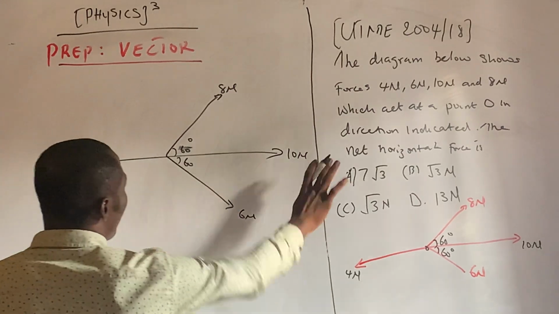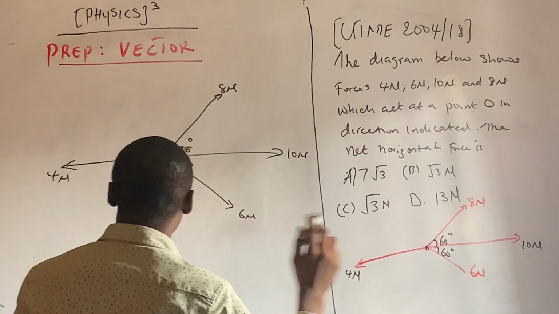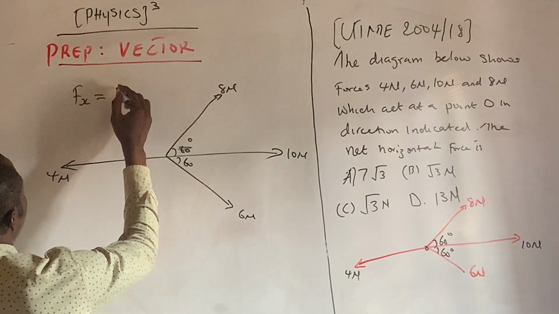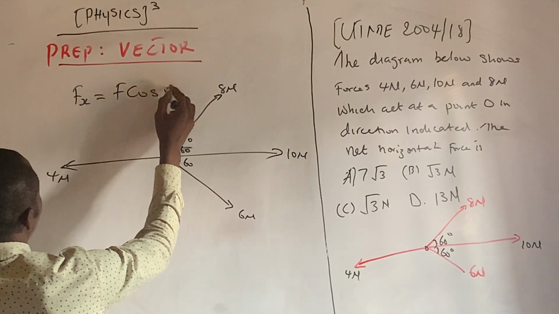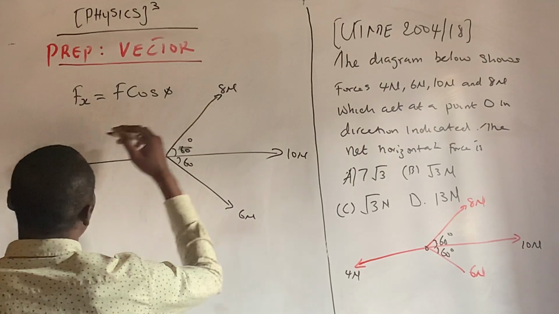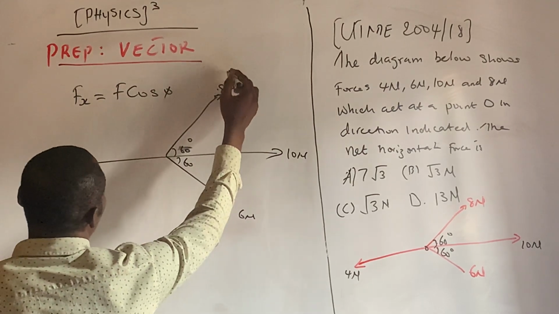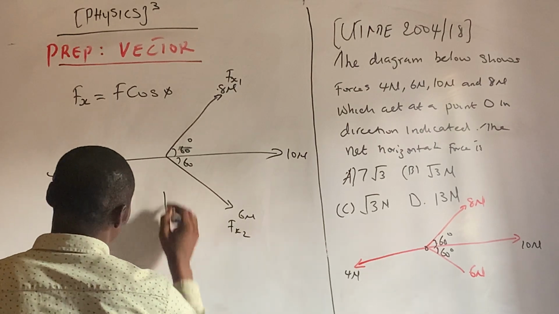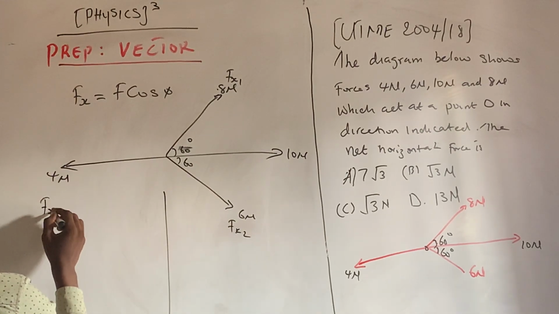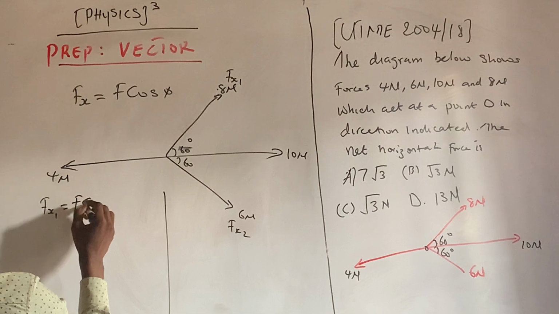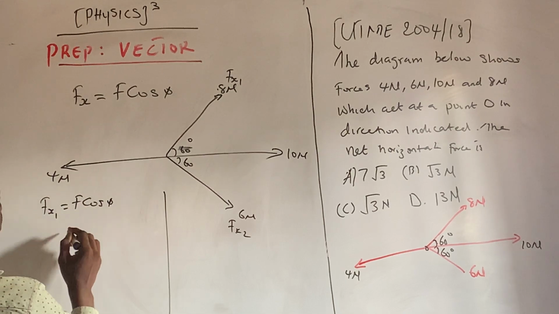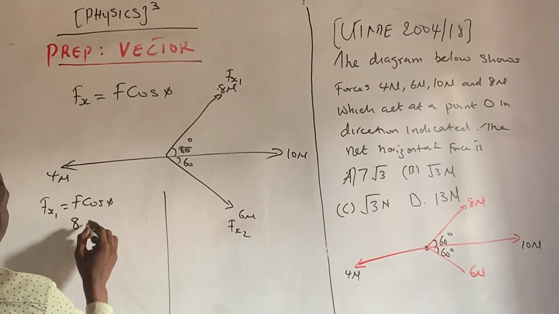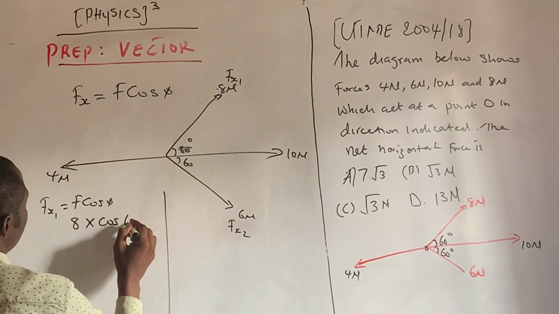Now, how do we solve for horizontal forces? If you remember, Fx, which is the horizontal force, is F cos theta. Let's call this Fx1, and this is Fx2. Now let's solve. For Fx1, it is F cos theta. What's the force there? The force there is 8 Newton.